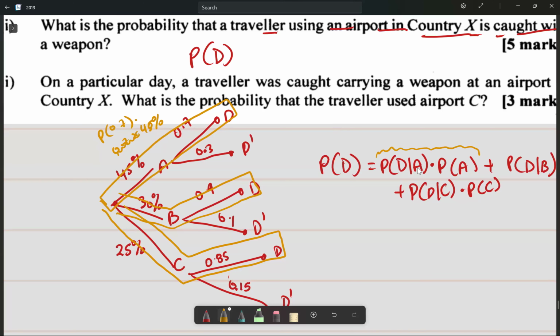What's the probability of D given A? That means we're already on the A path. What's the probability of D happening? So this first section is 0.7 multiplied by the probability of A, 45%. So you see how this equation and this tree is saying the same thing, right? There's no confusion with that part. Good at that?